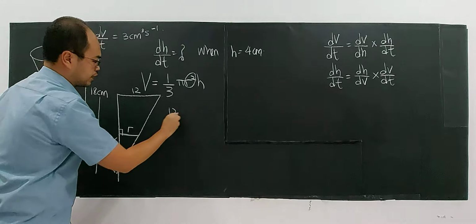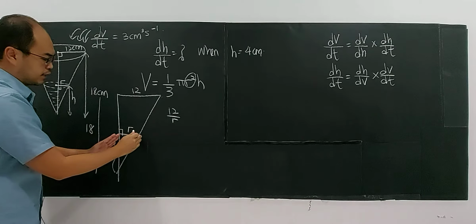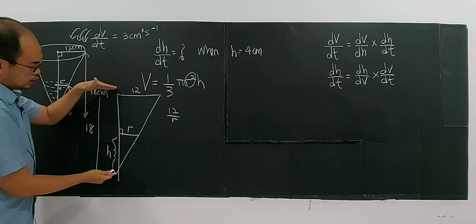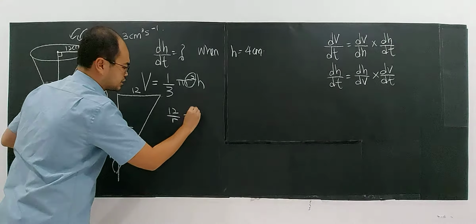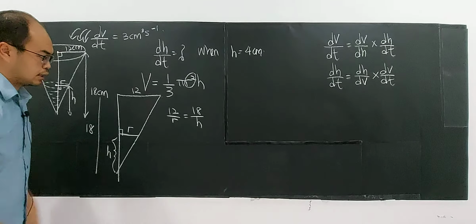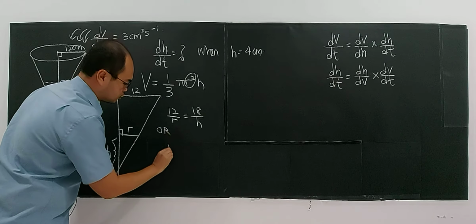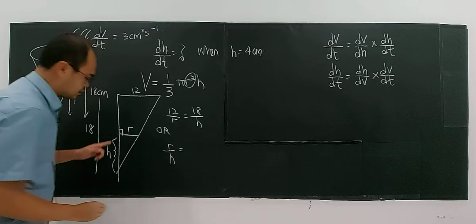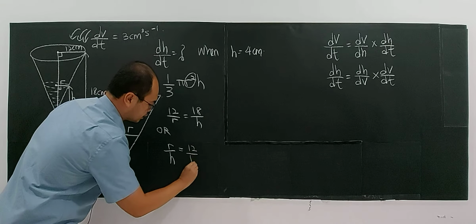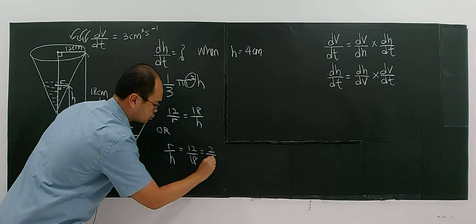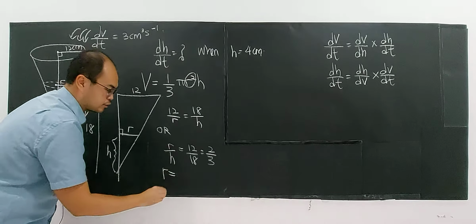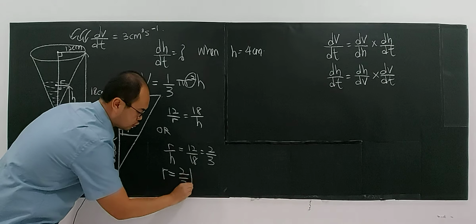So you can say that 12 divided by R, and the height of the bigger cone and the water, 18 over H, they must be proportional. Or I can say R over H. This is a very important concept. R over H is the same as 12 over 18, right? Which is 2 over 3, since 6 times 3 is 18. So then I have a relationship between R and H, which is R equals 2 over 3 H.